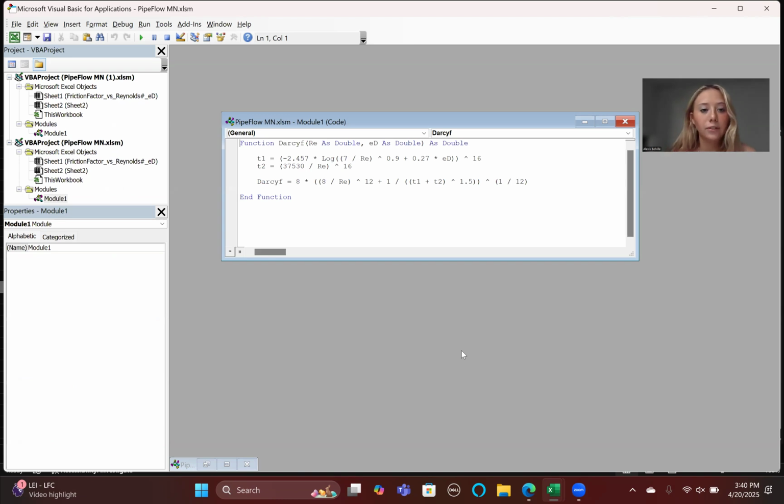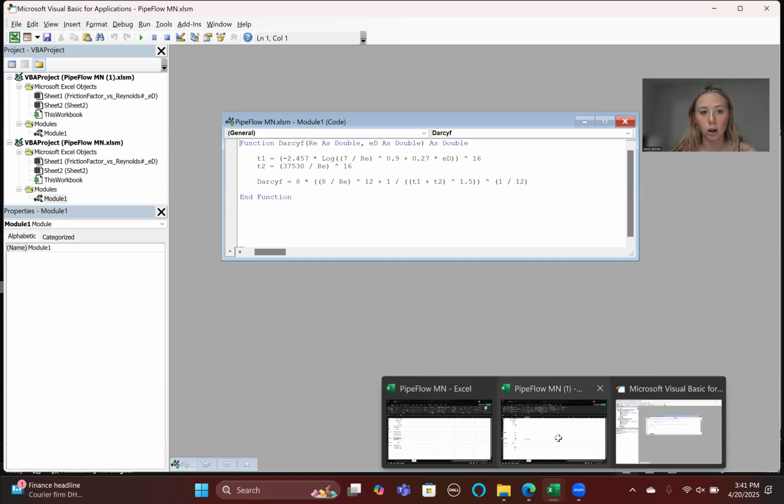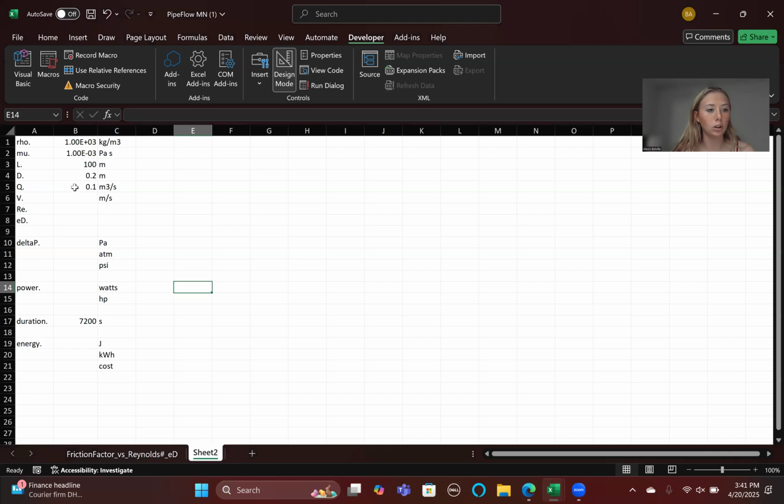So this is what we have from class. This is our Darcy function. We have T1 and T2, and then our Darcy F. So I am using the code from class, and this is our Churchill equation as well, and we're going to be using this to solve our problem. So we have all of our variables typed out so far.